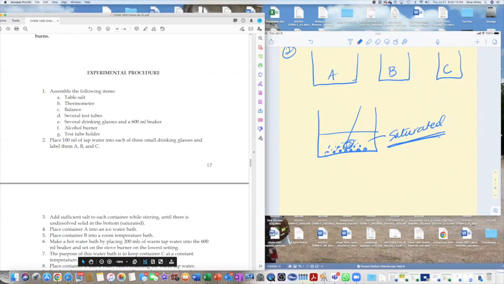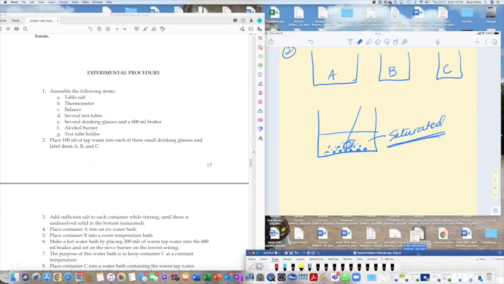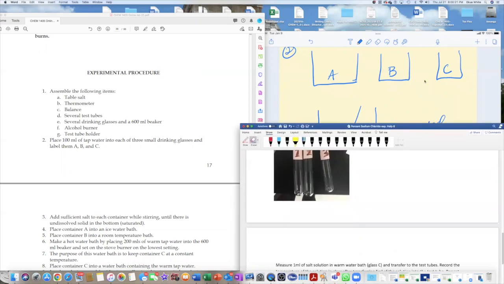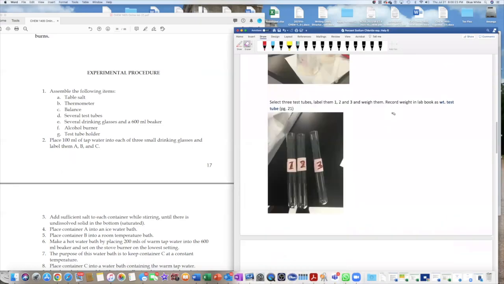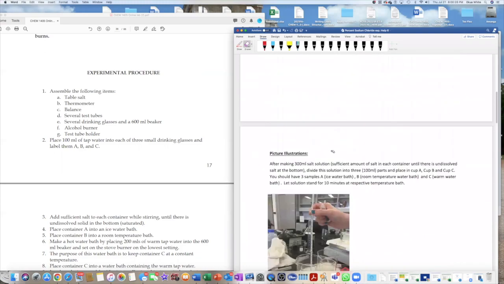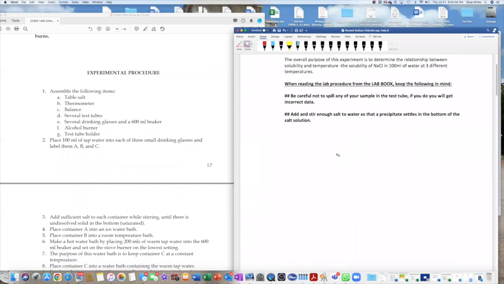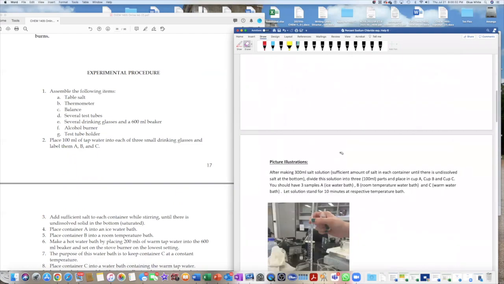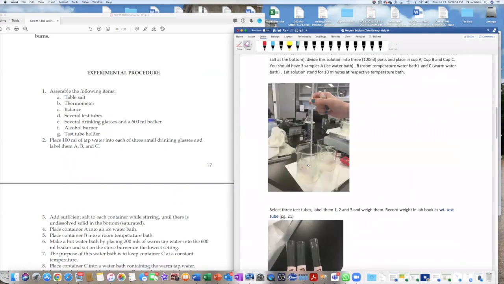So I do have some pictures here. Let me see. Did I follow the directions? I don't think I did. No, I did. They're right here. Okay, I do have some words here, but this is it right here. So you can see my beakers with the salt in there already dissolved. I've already stirred it up and I have some excess salt swimming around. I don't really care about that. And it says right here, add sufficient salt while stirring until there's undissolved salt in the bottom. So that part is done.